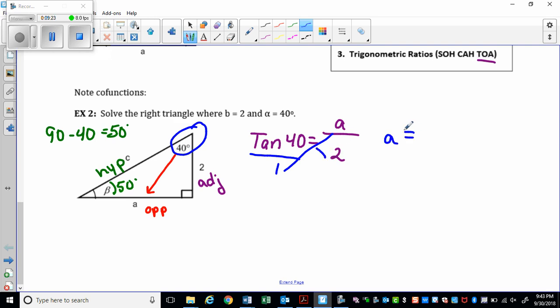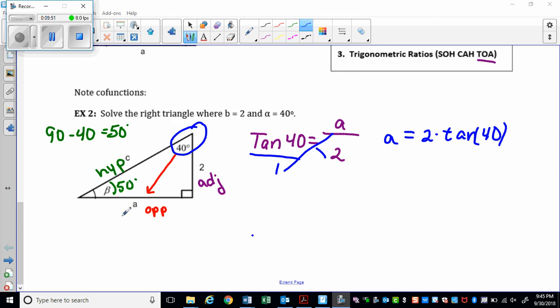2 times tangent of 40 is not tangent of 80. You have to leave it multiplied. 2 times tangent of 40. Tangent of 40 is not tangent times 40, it's tangent of 40. So you cannot multiply that 2 times the 40. It has to stay out in front like this. Plug it into your calculator exactly like this, and then you'll get your degrees.